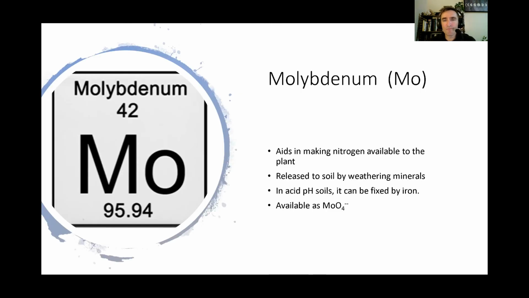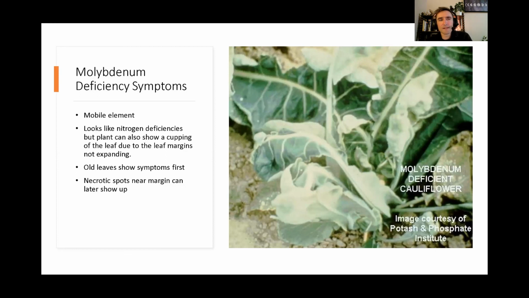Now we'll cover molybdenum. Molybdenum aids in making nitrogen available to the plant. It is released to the soil by weathering minerals, and in acid pH soils, molybdenum can be fixed by iron. So molybdenum is a mobile element. A deficiency looks similar to nitrogen, but the plant will also typically show cupping of the leaf due to the leaf margins not expanding, as you can see with that cauliflower image on the right-hand side. After a while, you'll see some necrosis on the margins of the leaves, and because it's mobile, these show up on the old leaves first.